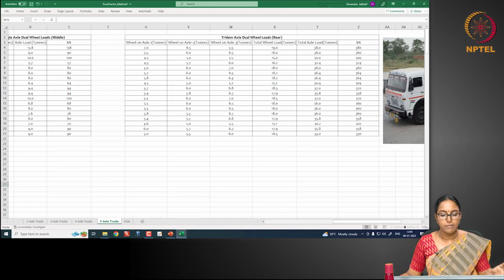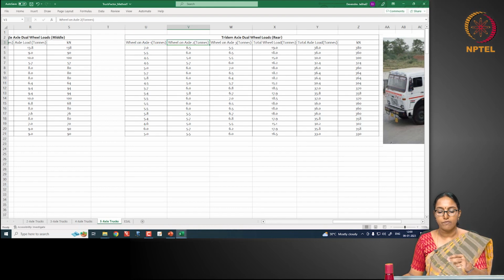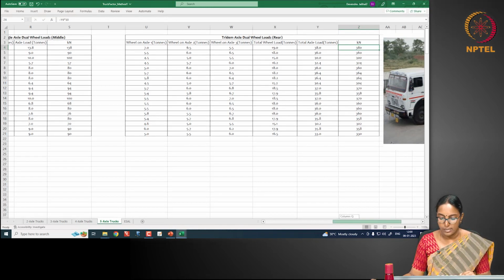For the tridem axle, you have 3 axles, right? For each axle, 1 wheel is measured. So, this is wheel number 1, wheel number 2 on the second axle, and wheel number 3 on the third axle. Now, each one of them will be multiplied by 2 to get the axle load on the first, the axle load on the second, and the axle load on the third, added together to get the total tridem axle load, which is 380 kilonewton for the first vehicle, and likewise for all the 18 vehicles.